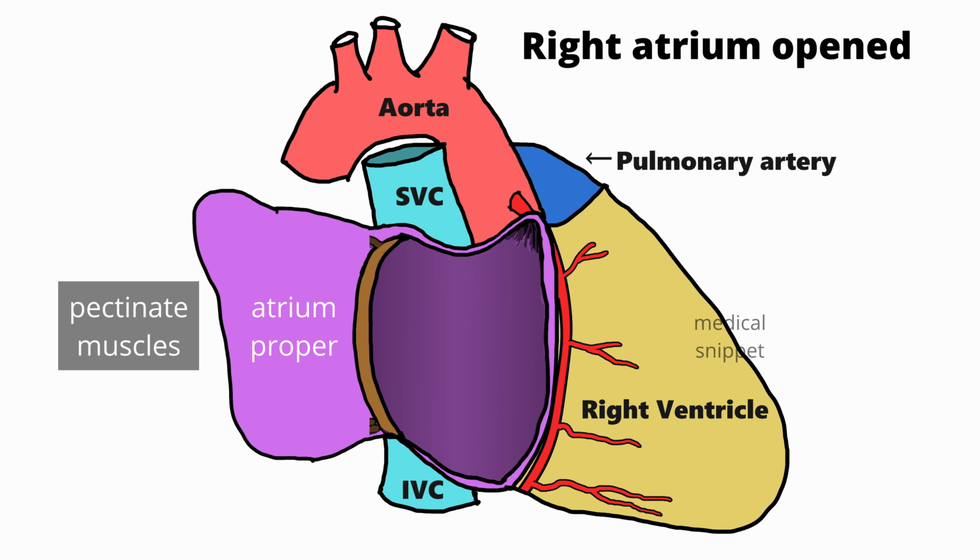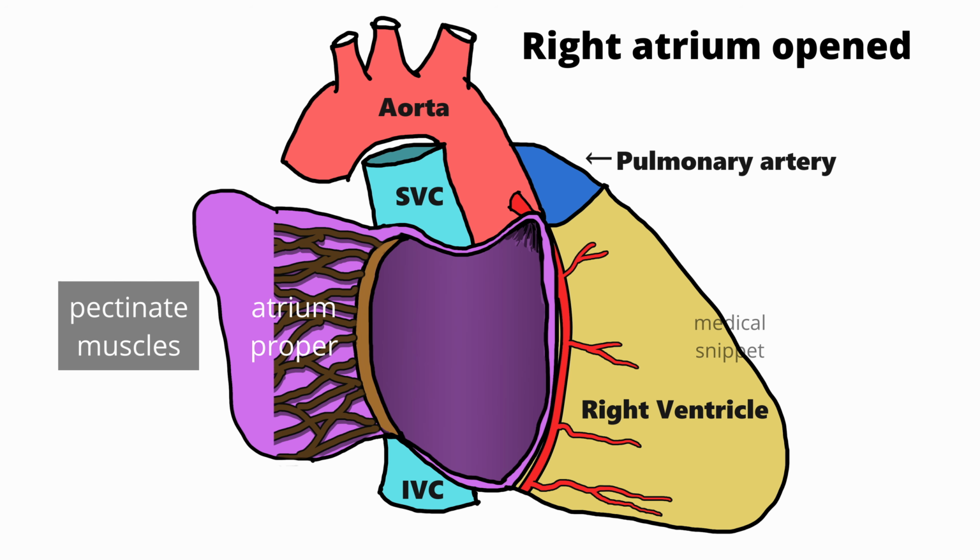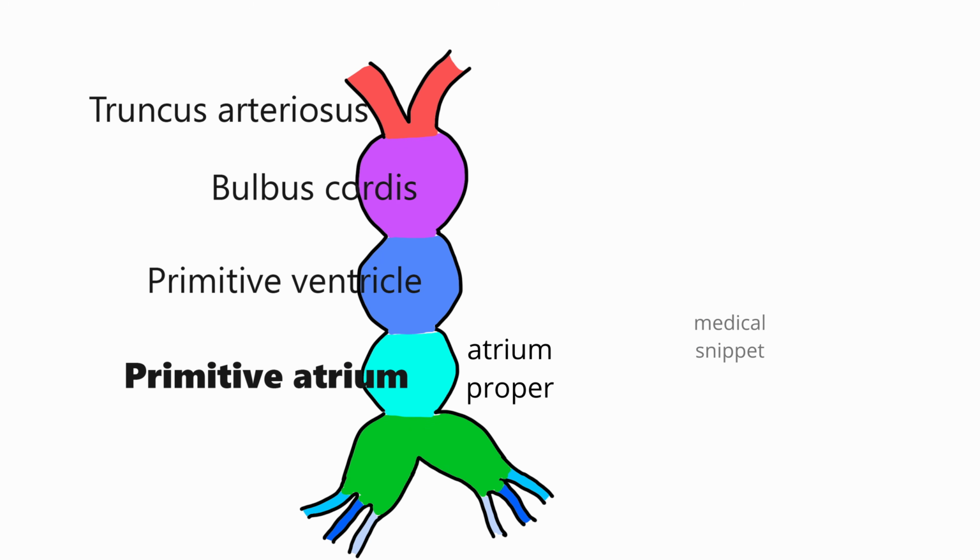The pectinate muscle originates from the crista terminalis at right angles, and it runs across the atrium proper to reach the right atrial appendage, where the pectinate muscles combine to form thick trabeculations. Atrium proper develops from primitive atrium of the embryonic heart tube.